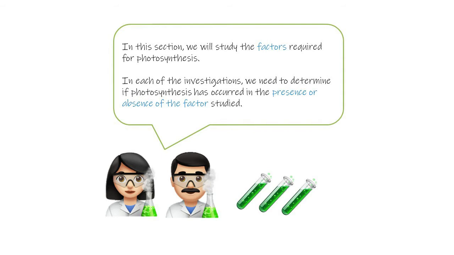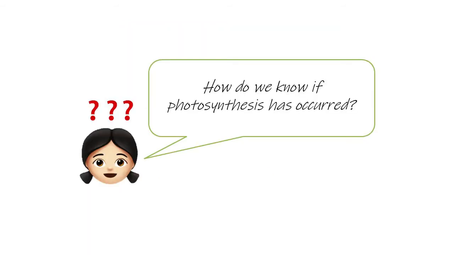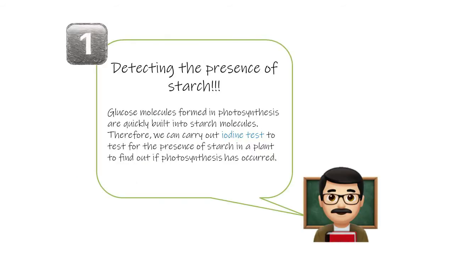In each of the investigations, we need to determine if photosynthesis has occurred in the presence or absence of the factor studied. First, how do we know if photosynthesis has occurred? We can detect the presence of starch to test for the presence of photosynthesis. Glucose molecules formed in photosynthesis are quickly built into starch molecules. Therefore, we can carry out an iodine test to test for the presence of starch in a plant to find out if photosynthesis has occurred.